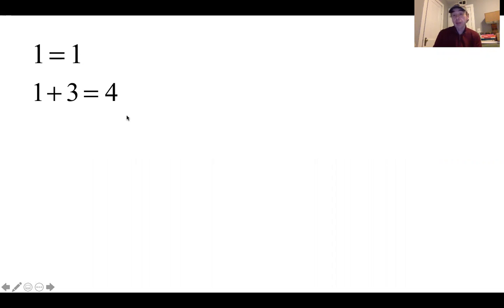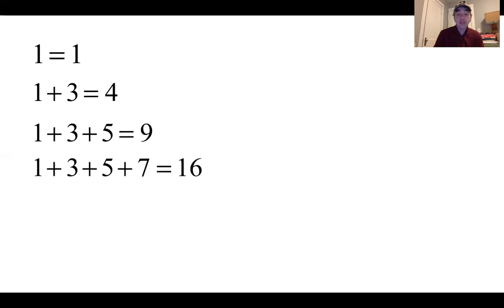We're adding up odd numbers, so my next one will be 1 plus 3 plus 5. 1 plus 3 plus 5, 8 and 1 is 9. 1, 3, 5, 7 is 16. So notice 1, 4, 9, and 16 all are similar. They all are perfect squares. So this is implying a possible rule, and I've given you one more again. 1 plus 3 plus 5 plus 7 plus 9 is 25.